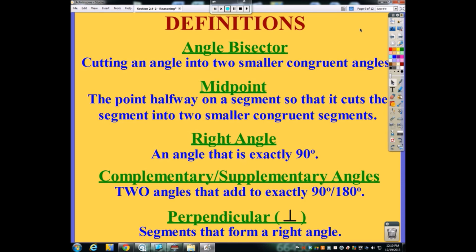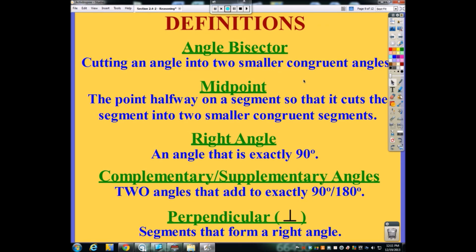You got the word, you got the definition. If you know the definition, you can apply it to the word. So angle bisector, midpoint, right angle, complementary, supplementary angles, and perpendicular. These are all things that we have talked about before. An angle bisector is just cutting an angle into two congruent smaller angles. A midpoint is the point halfway on a segment that cuts the segment into two smaller congruent segments. Okay, it's the halfway point.